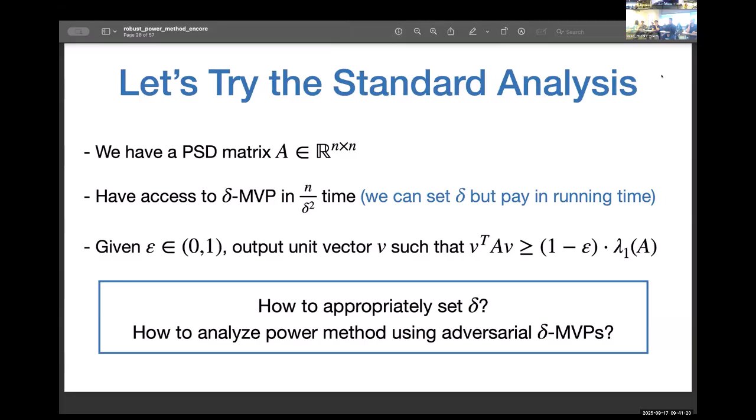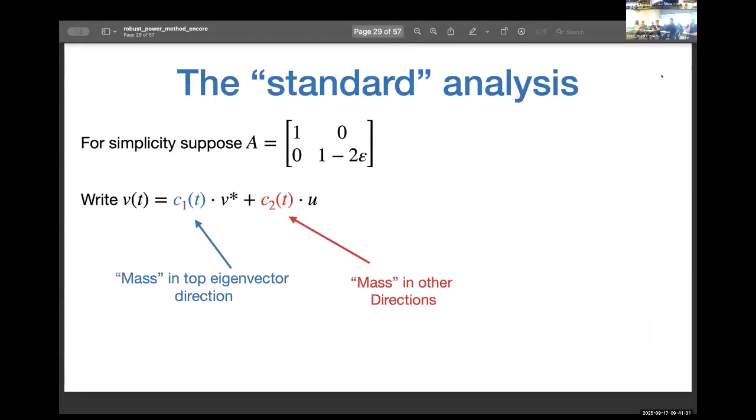Okay, so let's go back to the standard analysis. Sorry, does your model or analysis help to use different deltas as you go on? No. We'll see later, that doesn't help.